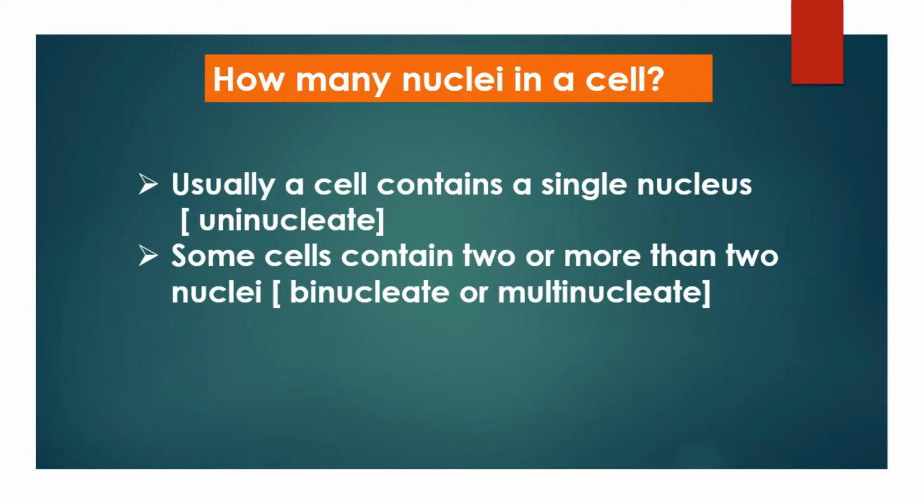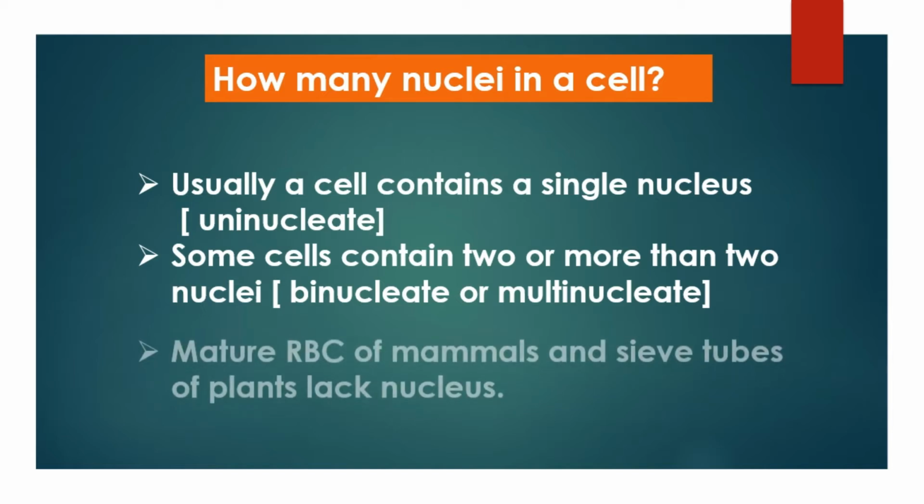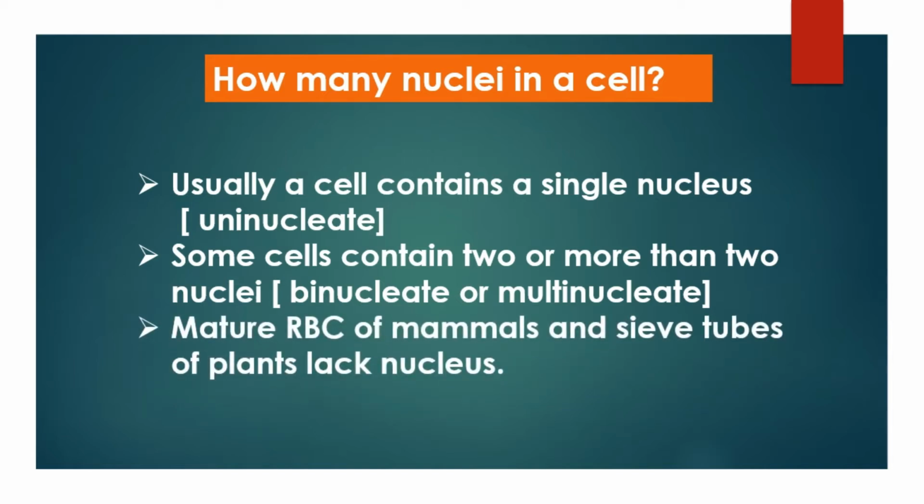In some cells, nucleus is present at early stages, but later nucleus is lost. Nucleus is absent in some cells like mature RBC of mammals and sieve tubes of plants. RBC contains nucleus at its early stages, but when they mature, nucleus is lost. This is to make RBC more efficient for transporting more oxygen.